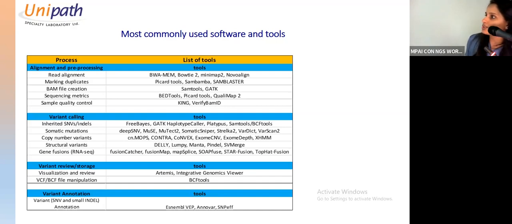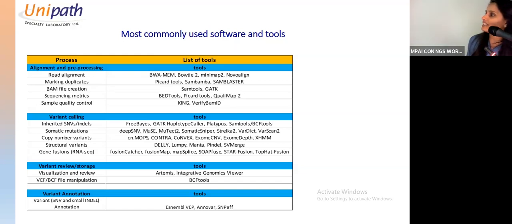Then this is visualization and review. We cannot look into each and every read and variant, so we have to view it in a way that we can understand. For that, there are tools which help you view the variants. I'll give you an example of how it looks if you try to view it.